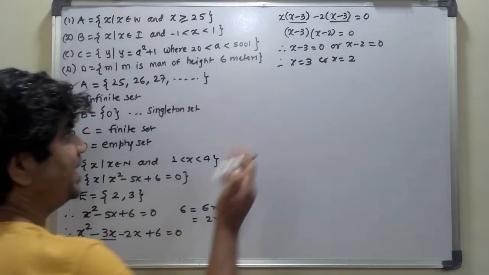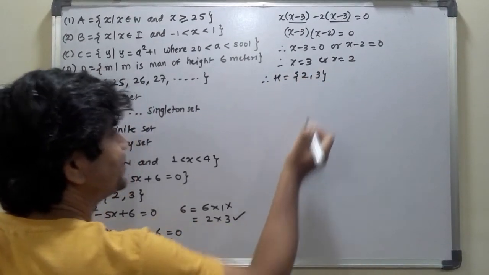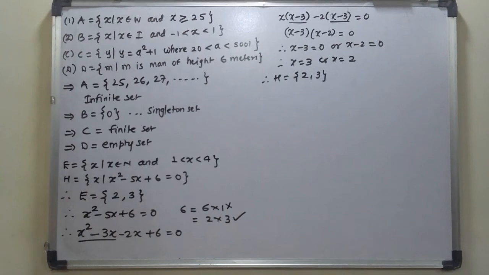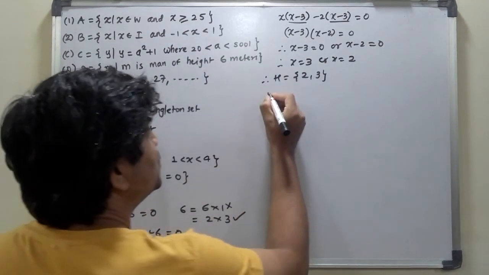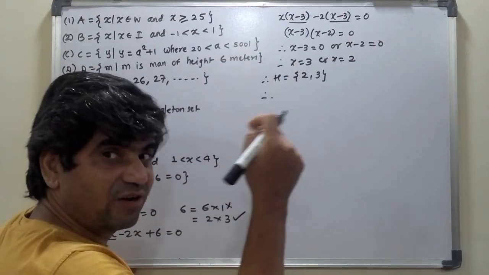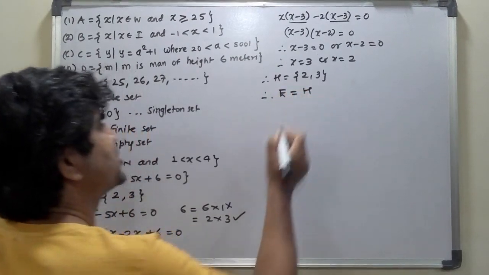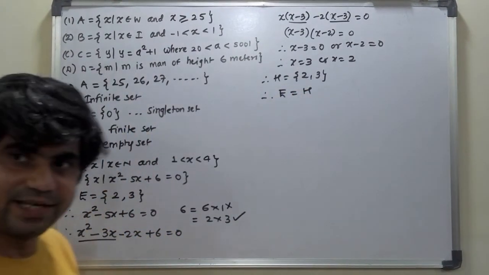So obviously your H is nothing but 2 and 3. Right? So E also has elements 2 and 3, H also has elements 2 and 3. Therefore the actual elements are also the same and the number of elements is also the same. So obviously your E and H are equal sets.